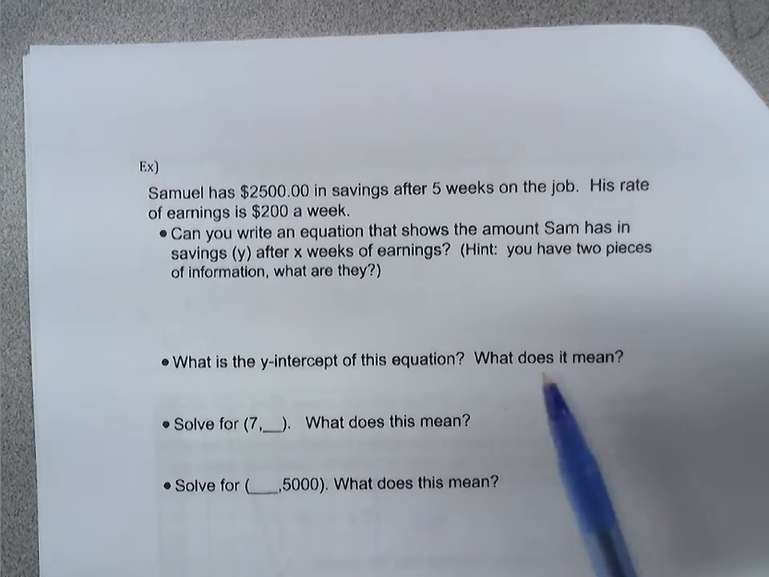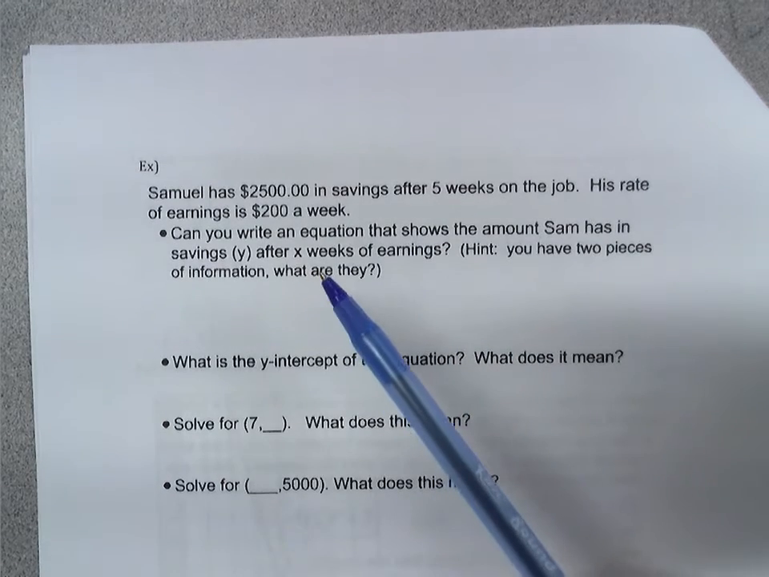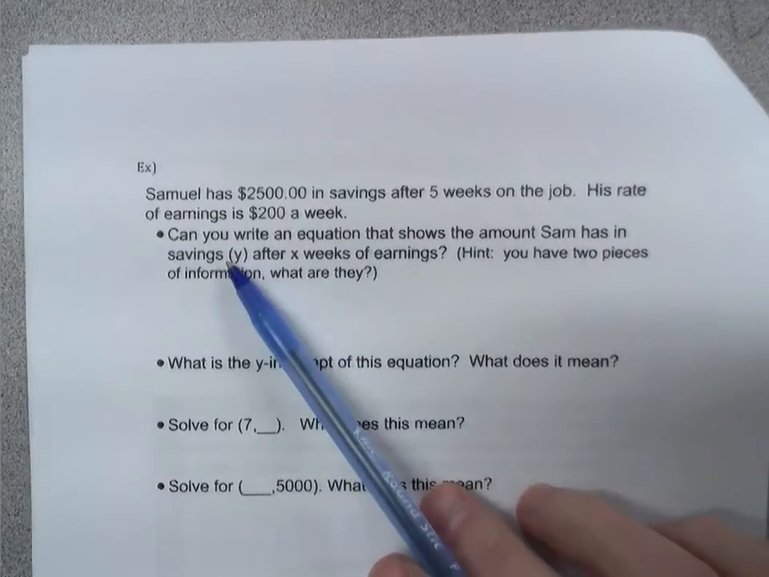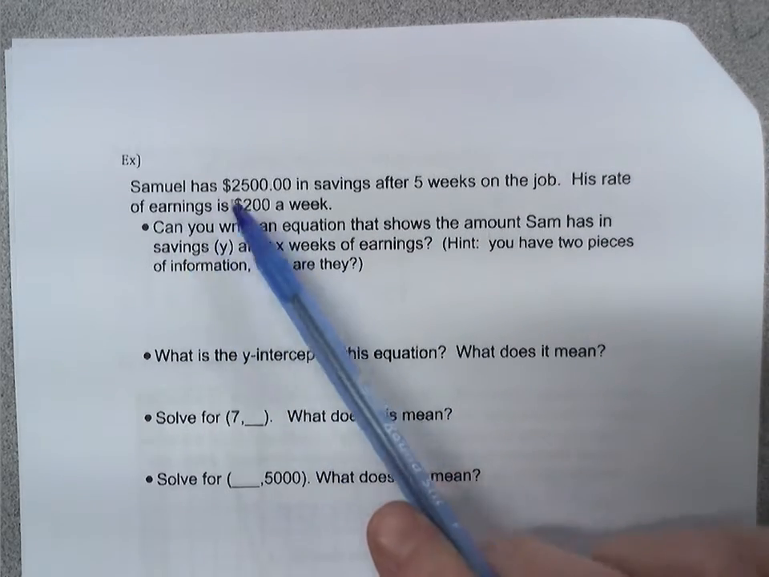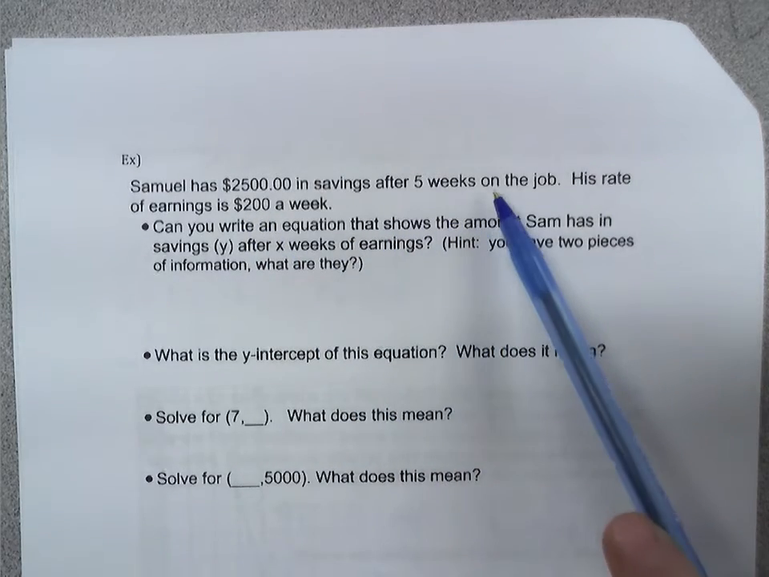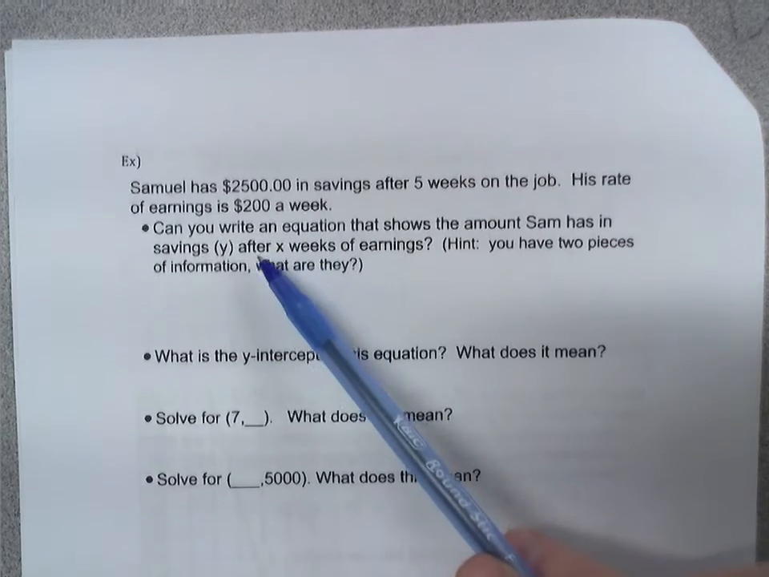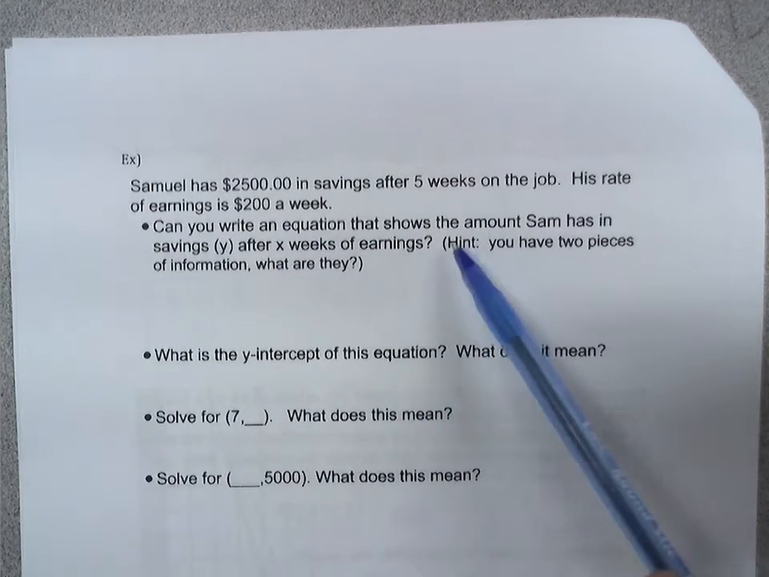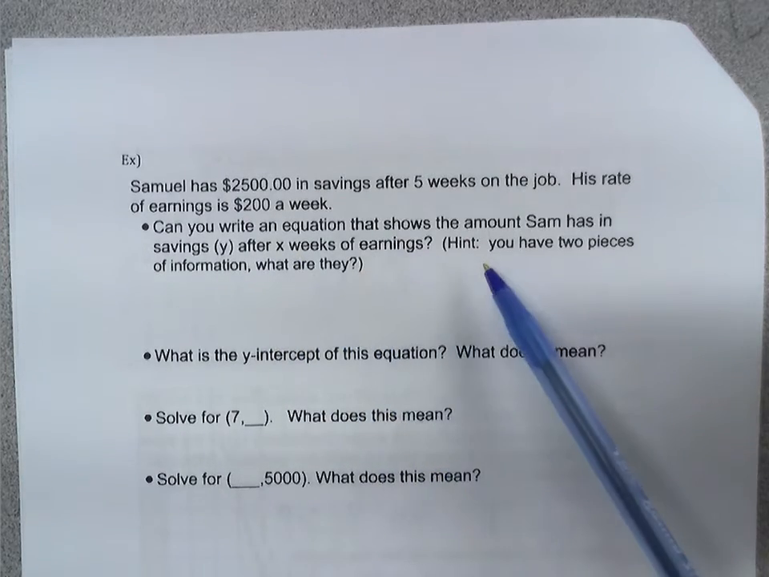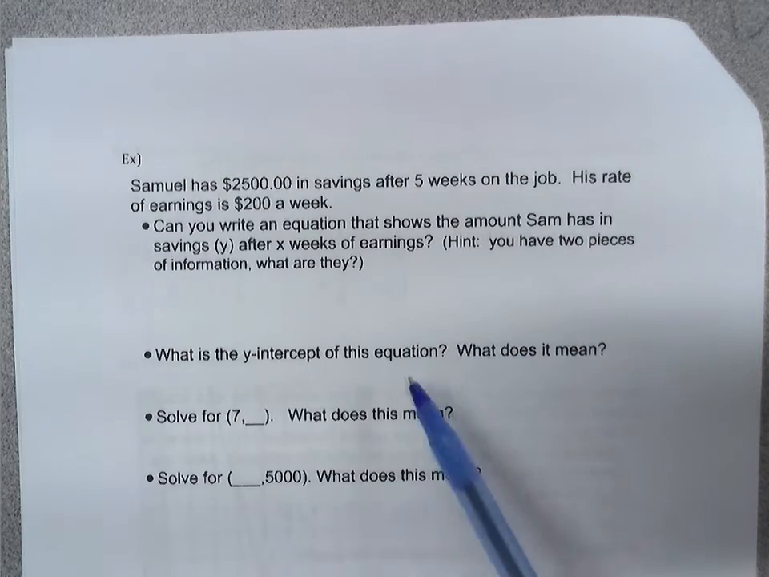Now we are on part 4 of lesson 3.2. We've got just a couple more examples. These are word problems that we want to work out using linear equations. So our first one says Samuel has $2,500 in savings after 5 weeks on the job. His rate of earnings is $200 a week. Can you write an equation that shows the amount Sam has in savings, y, after x weeks of earnings? Again, hint, you have two pieces of information. What are those two pieces of information?